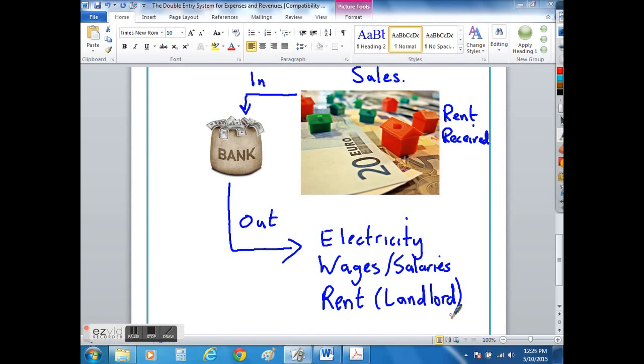Now, some businesses are in the very fortunate position where they actually own the building and they can rent out a part of the building, the premises, that they don't actually use. So if you can imagine a school which isn't full to capacity, in other words, it's not using all the classrooms, maybe it might decide to rent a few classrooms to another business.